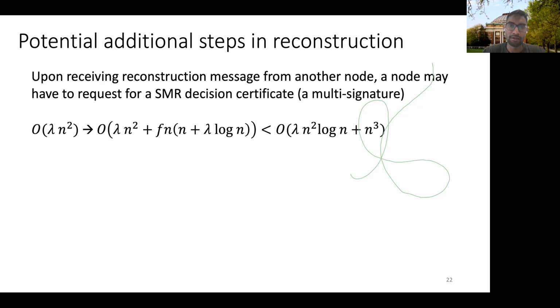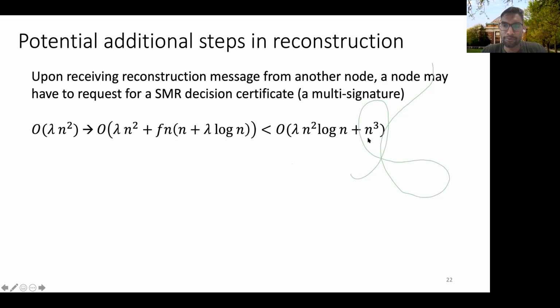There are a few steps, and I'd encourage you to read the paper for the extra steps. But what the extra steps give us is that they increase the communication cost by the second term, f times n plus n plus lambda log n. F here is the number of faulty nodes that are actively doing this attack in the network. This increases the communication cost to lambda n square log n plus n cube.